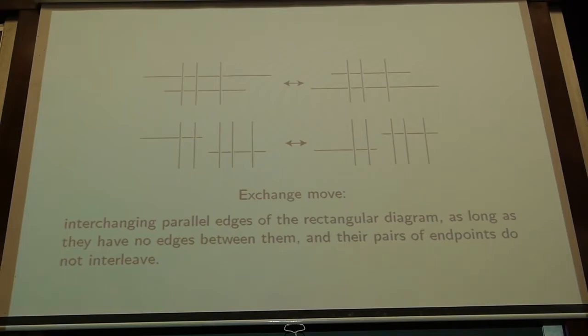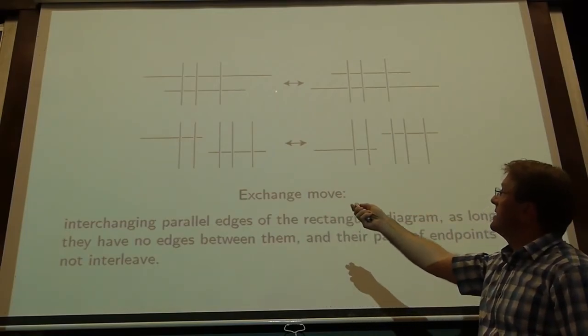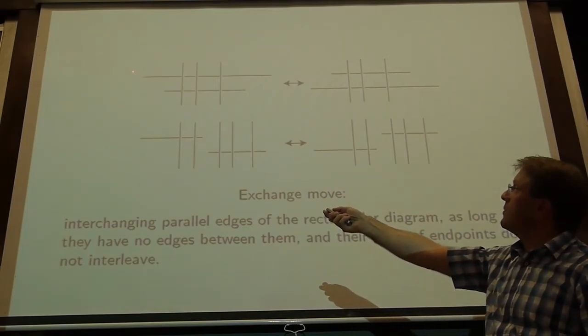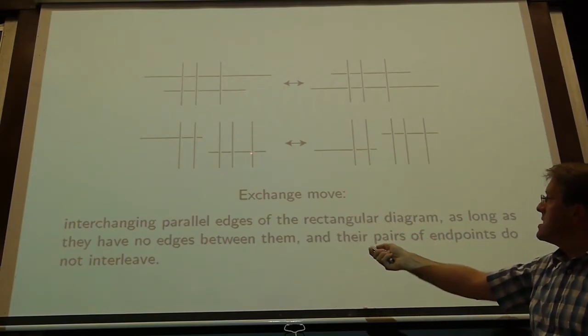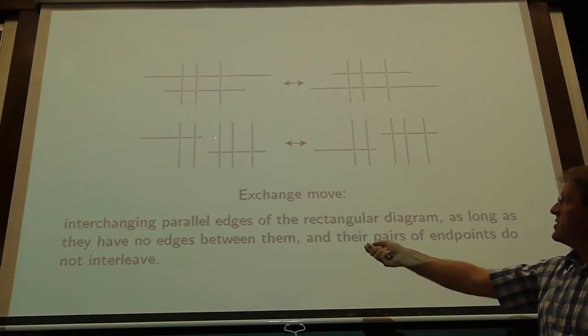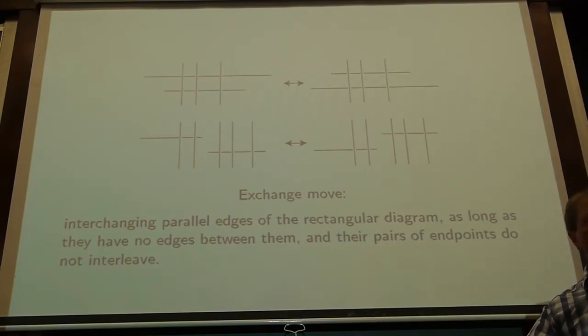So given two adjacent horizontal arcs, there are three possibilities. One is that they're nested like this, where one is longer on both sides than the other. Another possibility is that they're disjoint like that. And then there's a third possibility, which is where they're interleaved like that. So we assume they're not interleaved. And if they're not interleaved, then you can just change their heights, and that doesn't change the knot type. That's the exchange.